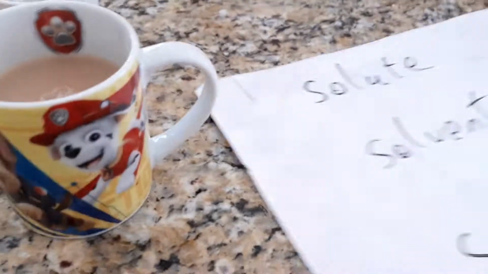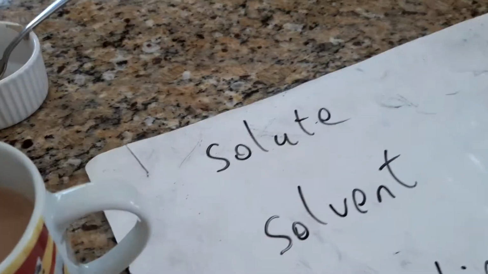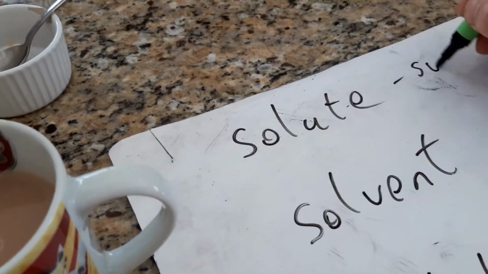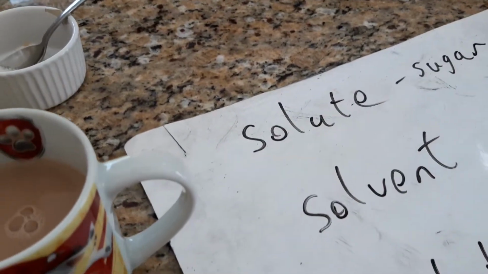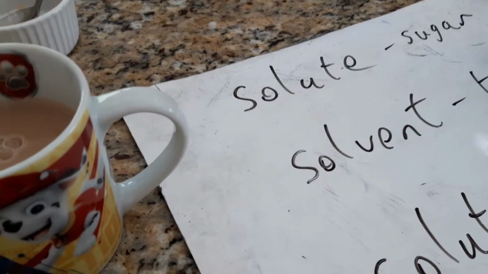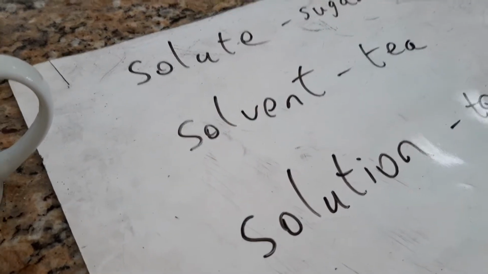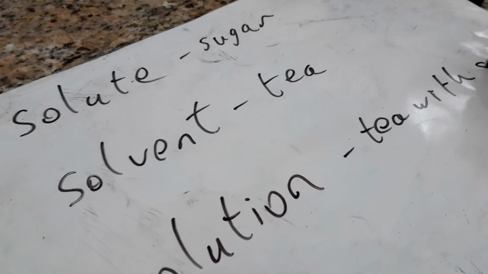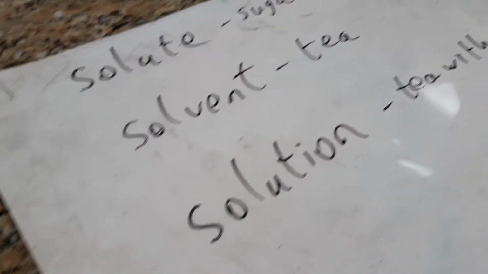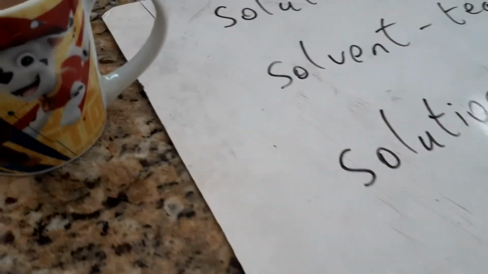All right. So this is what these words look like. The solute in this case is the sugar. The solvent in this case is the tea. And the solution in this case is the solution of tea with sugar, like that. All right. So they're really important words, and it's really important that we understand what they mean.